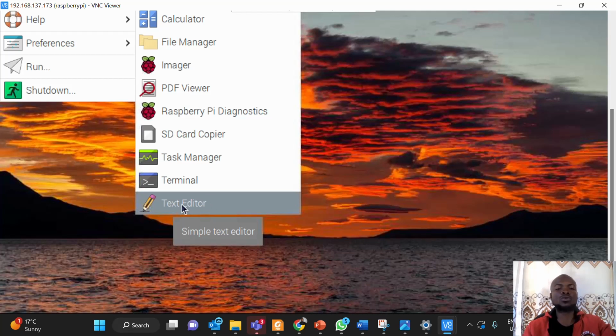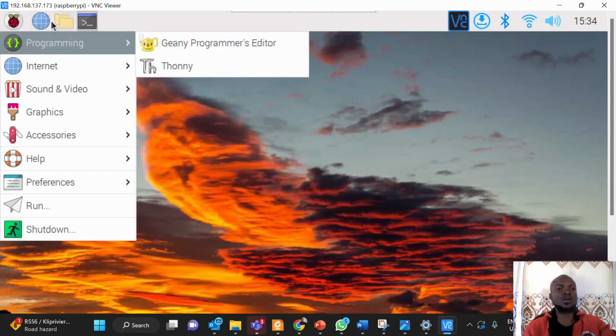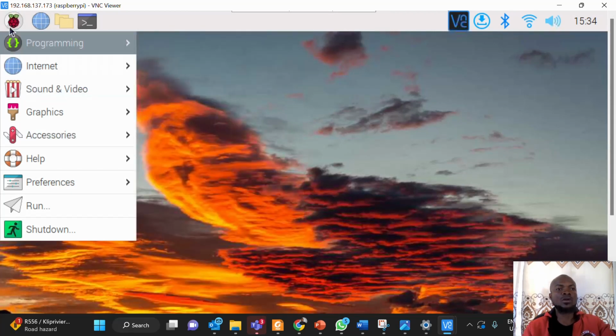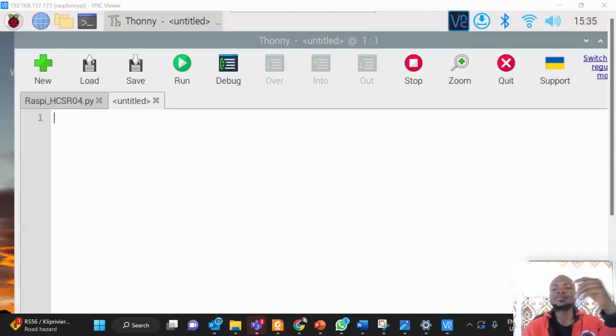But if you type in your code through text editor, you still have to run your program through the terminal, which might be slower. But to make your work faster, you can just click on that icon, then click on programming, then turn it. Then wait for a few seconds, then it is opened. So you see a blank document.